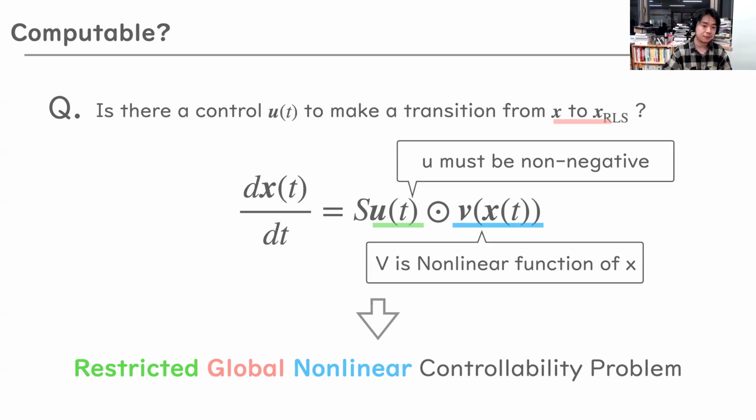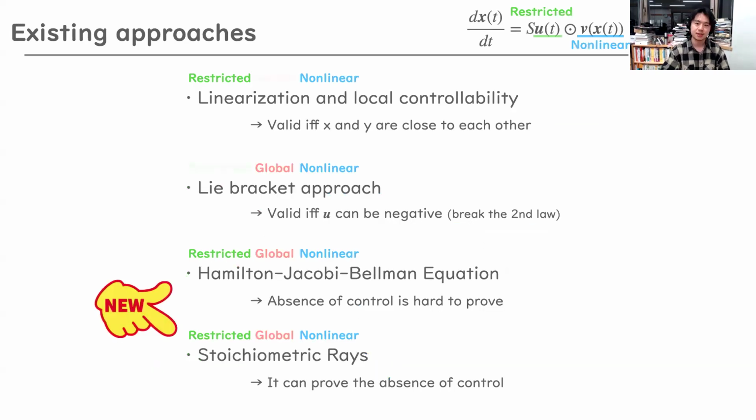So this type of controllability problem is quite difficult to solve because X representing the living state is global control, and U, the concentration of enzymes, must be non-negative, and V is a nonlinear function of X. So those three difficulties summed up, and we have a restricted global nonlinear controllability problem. Of course, there are some methods to compute such controllability problems, especially using the Hamilton-Jacobi-Bellman equation. But using those equations, it is very difficult to prove the absence of control. If you could find the control, maybe you are basically lucky. But if you cannot find any control to bring the system back to your target state, it is not telling you that there's no control. There's a possibility that you just had bad luck and couldn't find it.